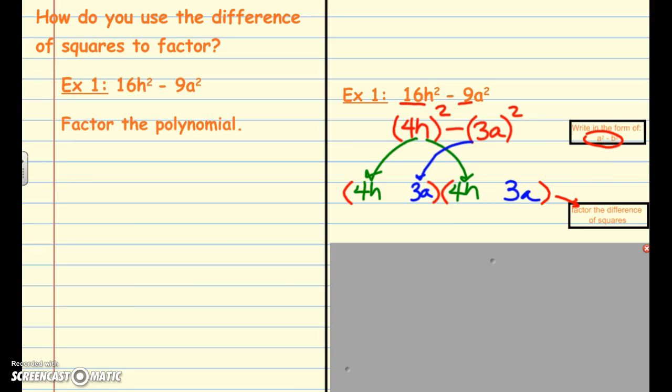And just like on the previous slide, one of them gets a plus, and one of them gets a minus. So that's 16h squared minus 9a squared in its factored form. Okay, let's do another example.